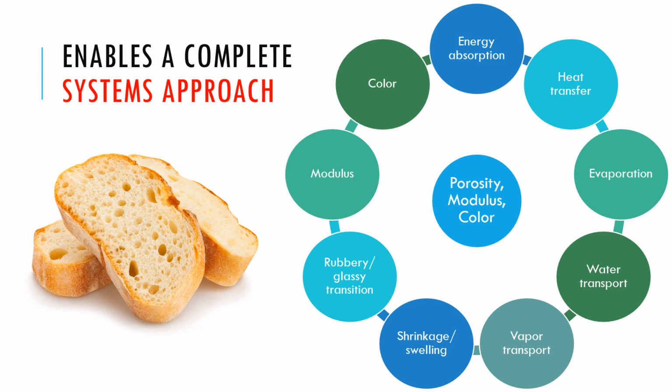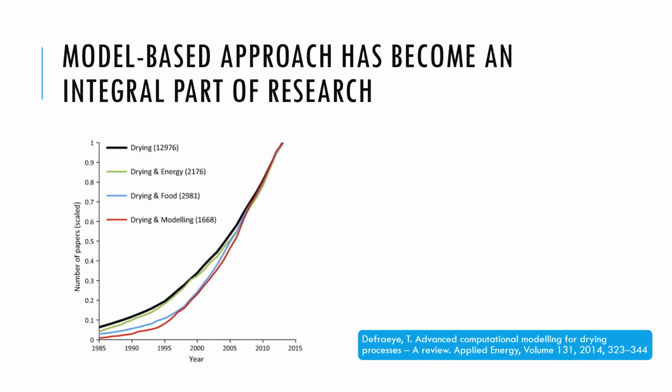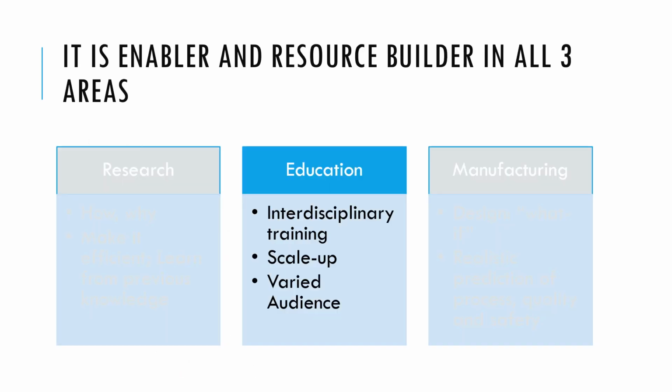Such a level of mechanistic understanding of a complex system is difficult to achieve with experimentation alone. No wonder modeling related research work has taken off over the years, as you can see from the publication of drawing related work over time. Those were some of the examples of modeling used in research. Modeling and simulation can greatly enhance education. It is particularly useful for interdisciplinary training where a model simulator replaces knowledge from one discipline.